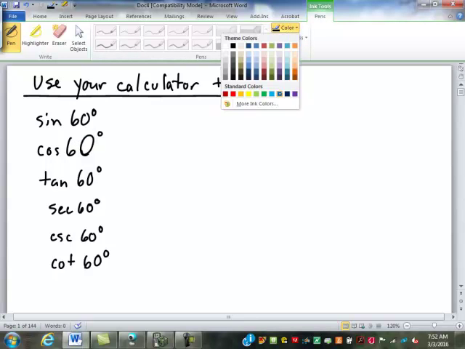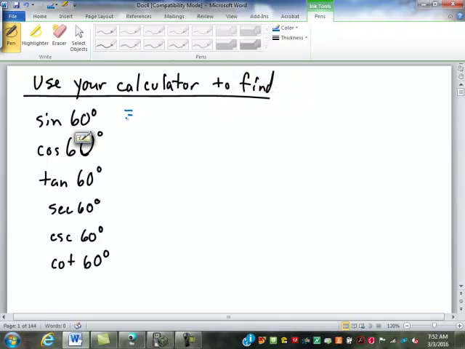Okay, so for the first one, it's pretty easy. That's just in the calculator. You type in sine 60, and it gives you, what, 0.866 about? Yep. Cosine 60 gives you 0.5. Tangent of 60, 1.732.